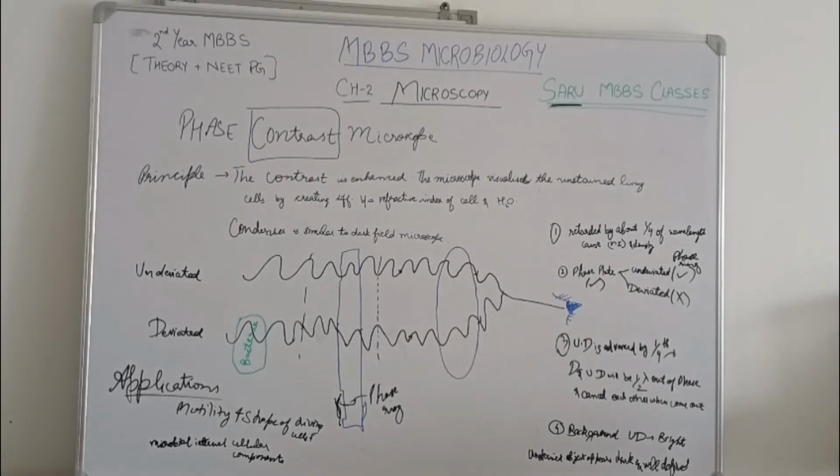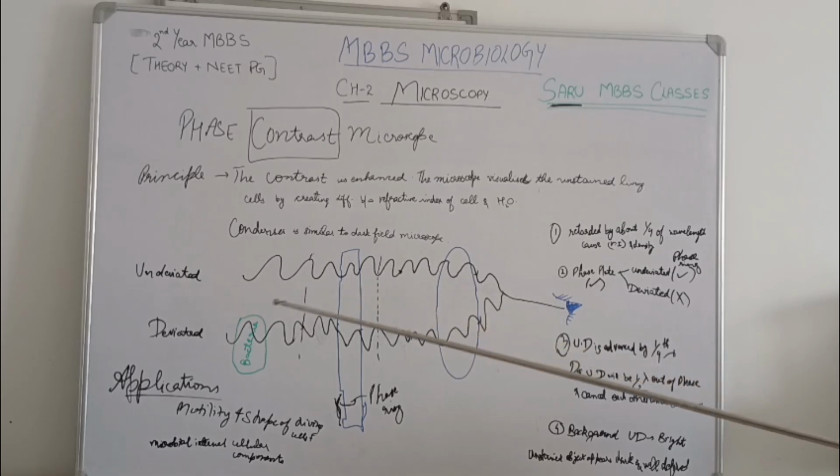Let's move on to the next topic. The next topic is the phase contrast microscope. In this, we have to identify the word contrast. The contrast is enhanced, meaning the microscope visualizes unstained living cells by creating a difference between the refractive index of the cell and water. The condenser is similar to that of the dark field microscope, as it consists of a central opaque area and a hollow peripheral annular area. Do you remember it?